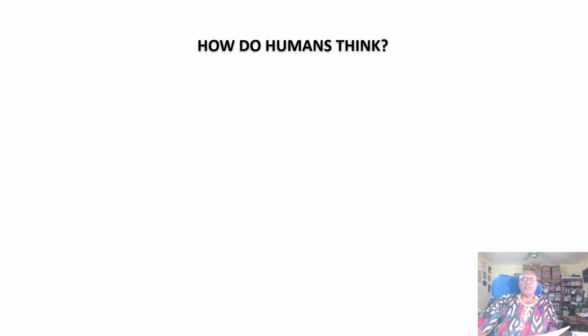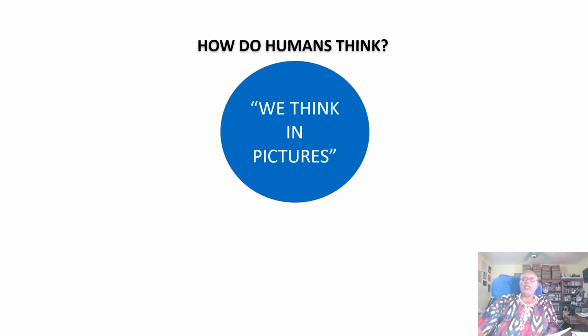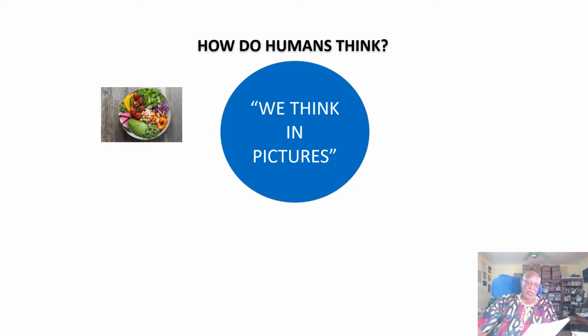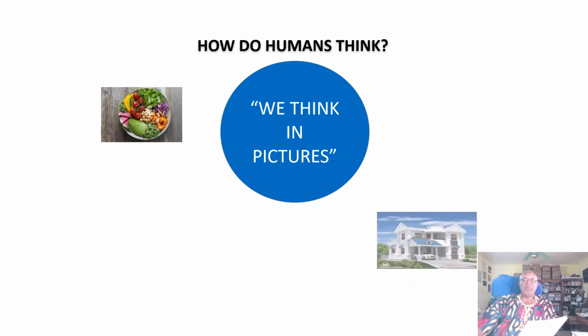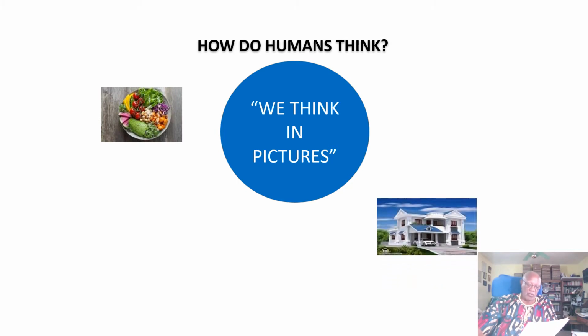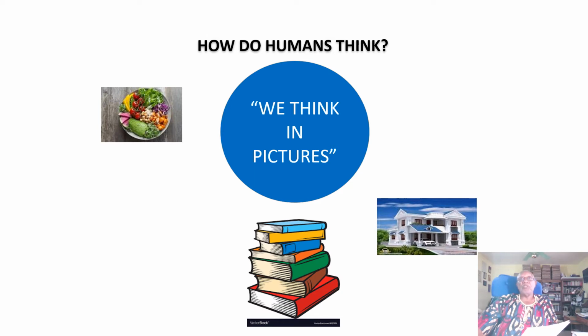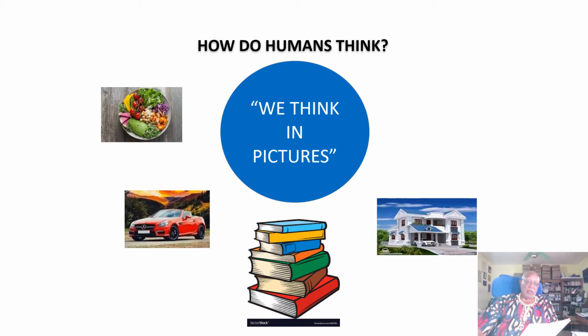How do humans think? We think in pictures. Your favorite meal, color of your house, color of a student's textbook, color of your favorite car. Without pausing, these answers come quickly.